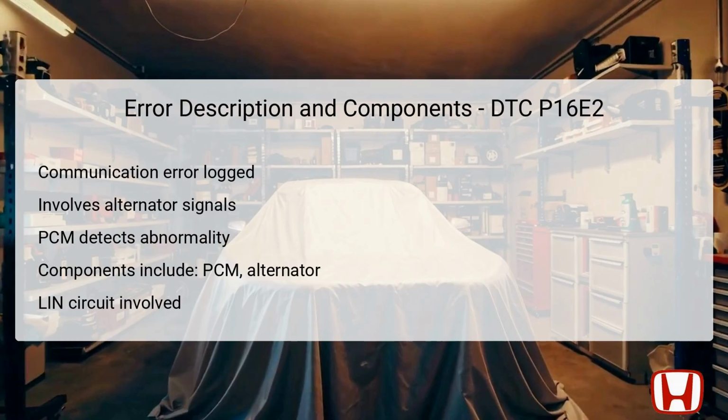The DTC P16E2 indicates an error in the communication between the Powertrain Control Module, PCM, and the alternator, primarily facilitated through the LIN system. The PCM is a critical electronic control unit that manages various functions within the engine and transmission systems of the vehicle.